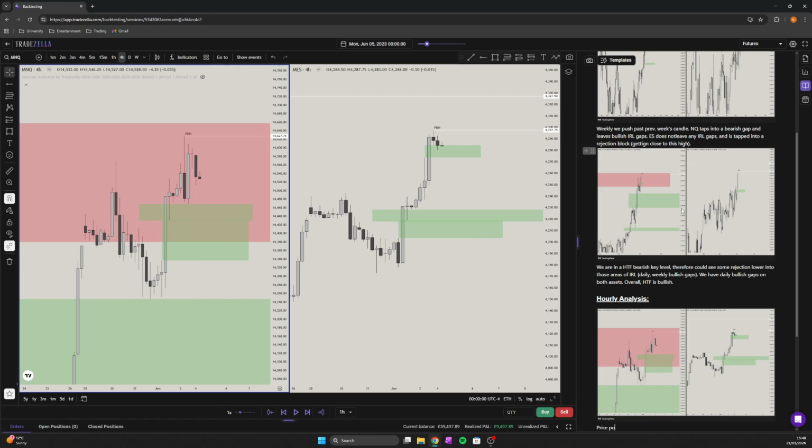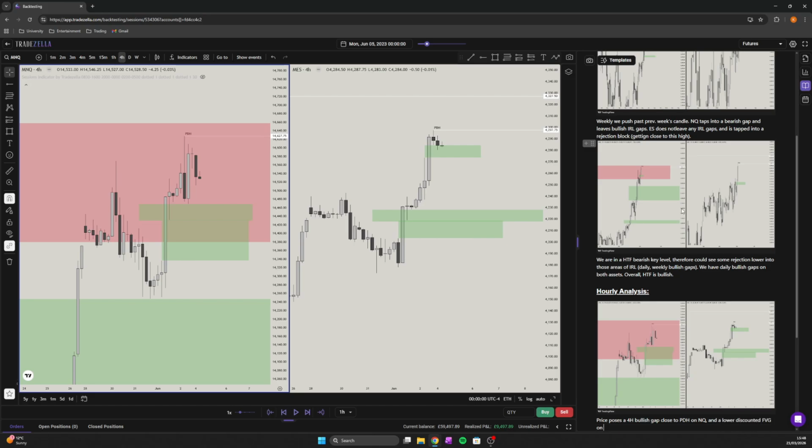Price closes a 4-hour bullish gap close to previous day high on NQ and a lower discounted WG on ES. Okay.